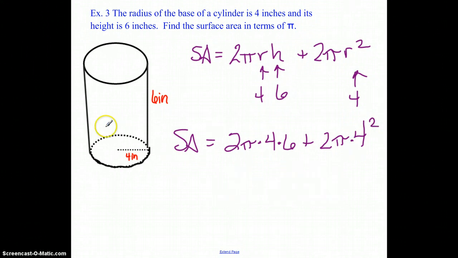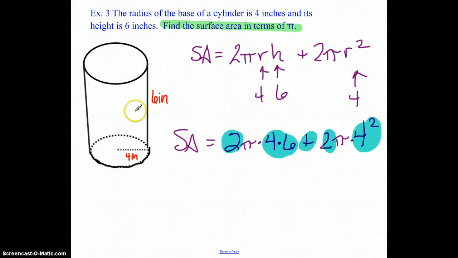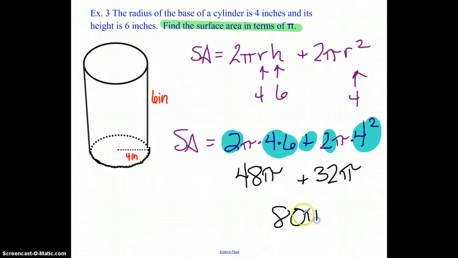Now, I am a little concerned on this one because the directions say find it in terms of pi. So that means that when we're down here, we're going to simplify everything except for the pi spot. So on this one, 2 times 4 times 6 would be 48, so this is going to be 48 pi. Now over here, 4 squared is 16, times 2 is 32. So if I were to put those together, I would have 80 pi, and this would have to be inches squared.